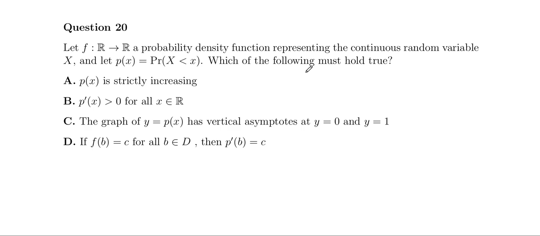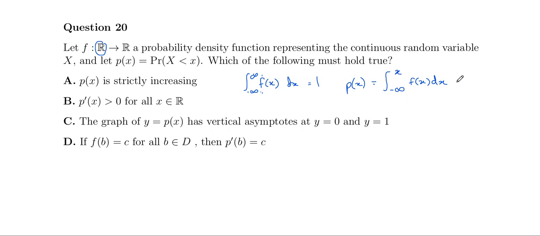Okay. Let f on R be a probability density function representing the continuous random variable x, and let P of x equal blah, blah, blah. So the integral from negative infinity to infinity of f of x is equal to 1. This is because the domain is R, so it has to be negative infinity to infinity. And then P of x is equal to the integral from negative infinity to x of f of x dx.